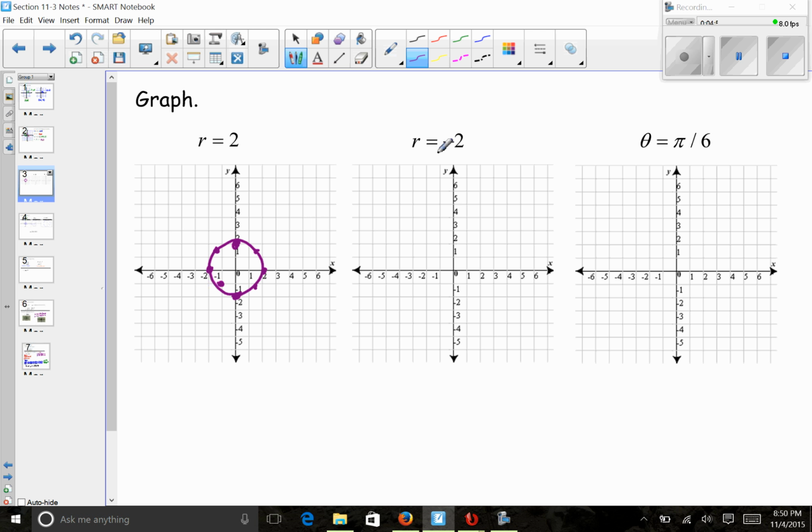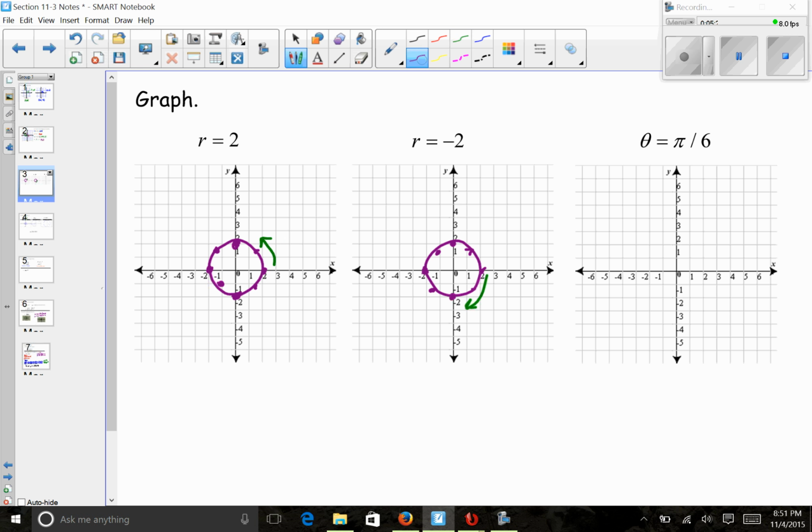Similarly, if I had r equals negative 2, well, if I have an angle of 0, it's 2 in the other direction. Angle of pi over 2, it's 2 in the other direction. Angle of pi is 2 in the other direction, and again I end up with a circle. However, this would start at the positive 2 and go this way, while this one would actually go that way. So it's just a matter of which way we're going around this circle.